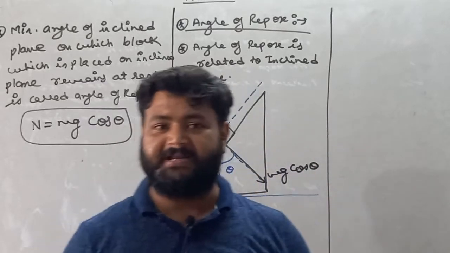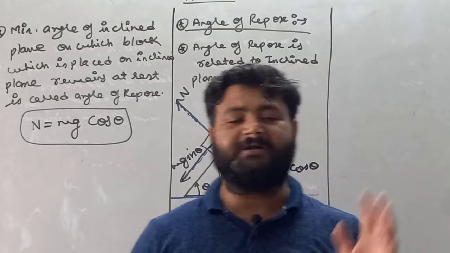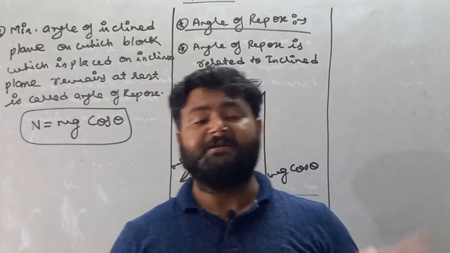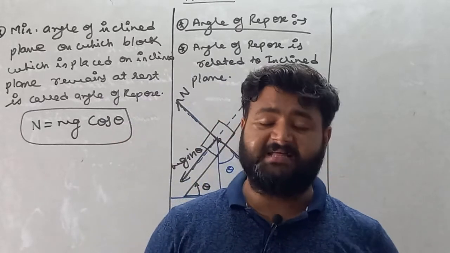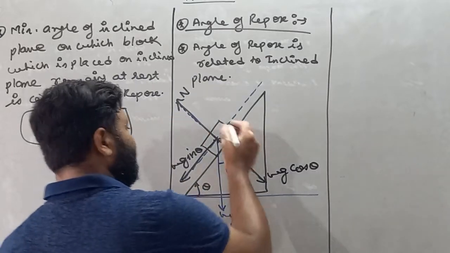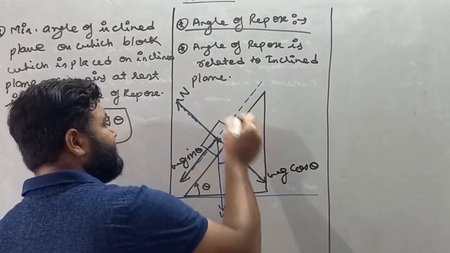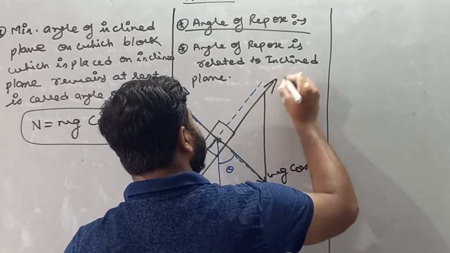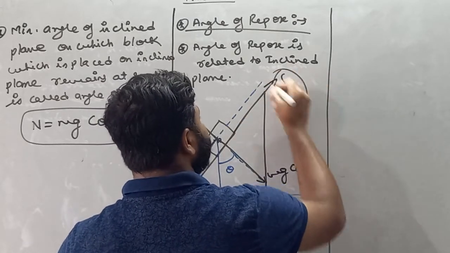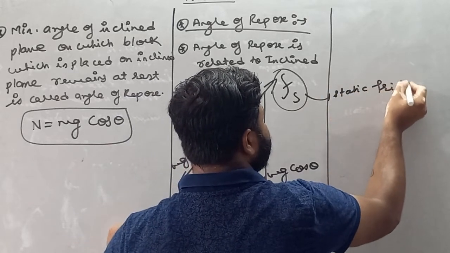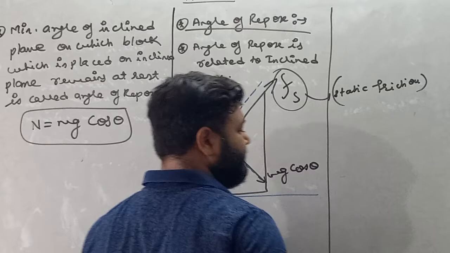respect to the inclined plane, and we know that if the body is at rest with respect to the surface, then the nature of the frictional force is static. So if you want the block to remain at rest on this inclined plane, then there must be a force in this direction, and this force is basically static friction. Static friction. Remember, very important point, my dear student.